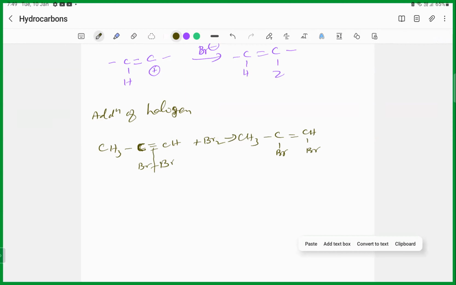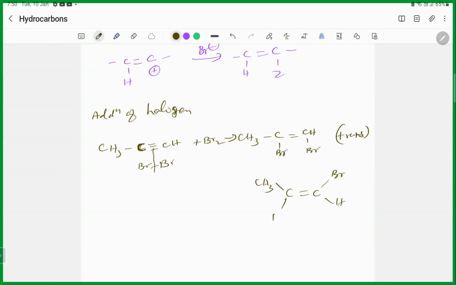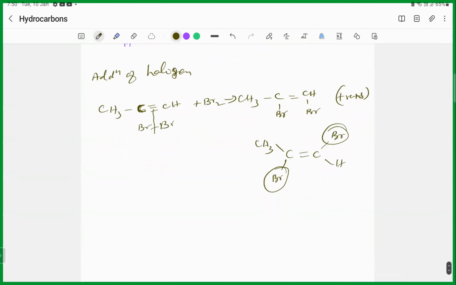When you are adding that bromine again, because of the larger size, the bromine will go trans. So the addition will be trans. It will look like CH3 C double bond C with Br, hydrogen, Br. So this larger group will be opposite. That's why it is called trans. The reddish orange color of the bromine in CCl4 is decolorized because it has the carbon-carbon double bond. It indicates the alkynes have unsaturation.